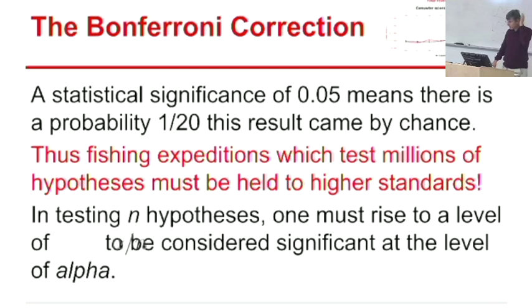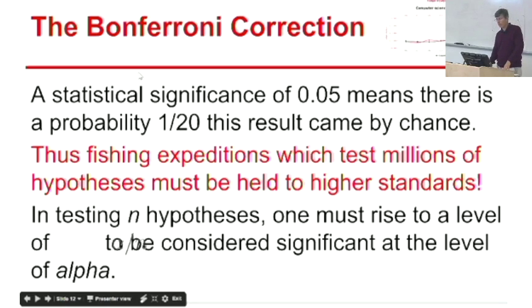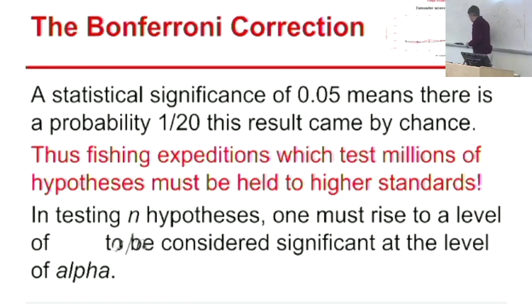But if you did a million of these tests, you're not allowed to say that, okay? Because the probability that something is going to achieve that amount by chance is very, very high. So what they do is something called the Bonferroni correction, okay? Which says that if you are testing N hypotheses and you want to be impressed if one arises to a significance level of alpha, it's really the same. You have to make sure that one of them is the number alpha over N.